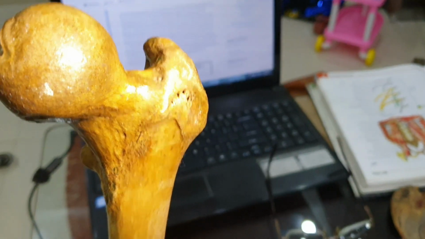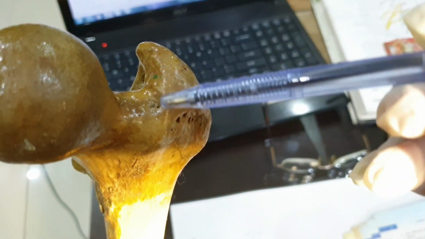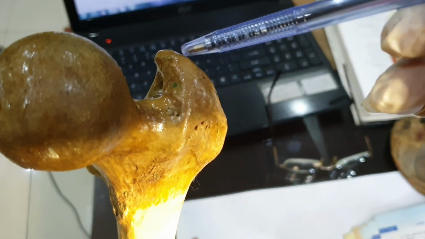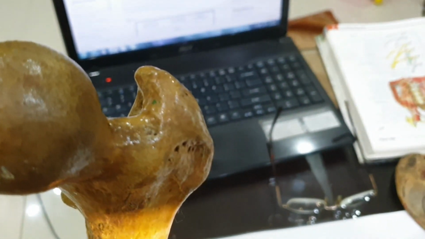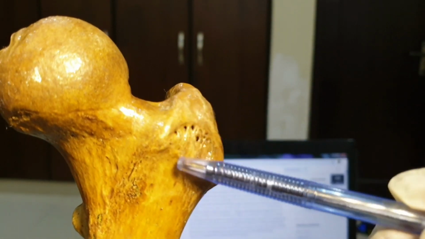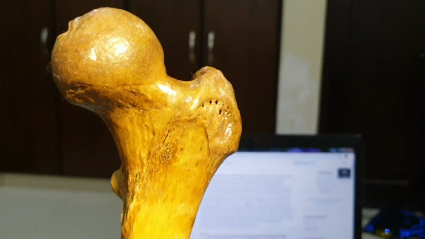Now coming towards the greater trochanter, we can see that the greater trochanter has a superior border which ends posteriorly in the form of a sharp structure which is called the apex of the greater trochanter of femur. It has three surfaces. One is the anterior surface. This is the anterior surface of the greater trochanter of the femur.